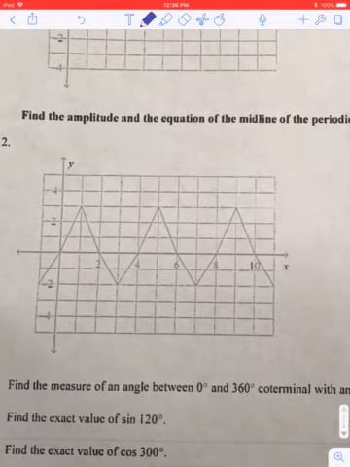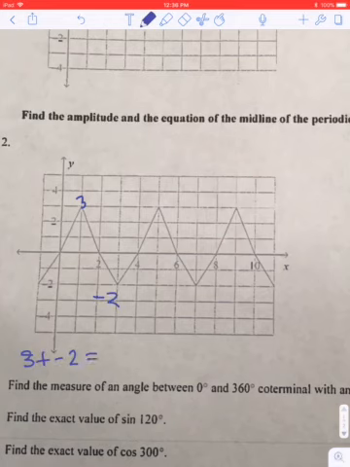When it comes to problem number 2, finding amplitude and equation of midline. The midline is just going to be the average of the highest and the lowest. So the highest here is 3 and the lowest is -2. So if I did 3 plus -2, I'd get 1. And when I divide that in half, I'm just going to get a half. That's how you find an average, right? Add them up, divide by how many you have.